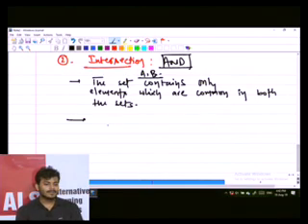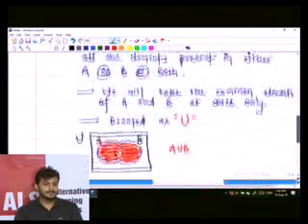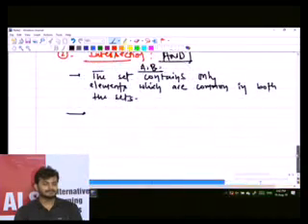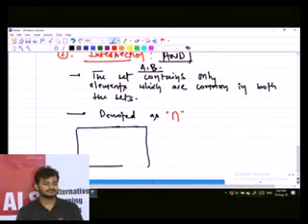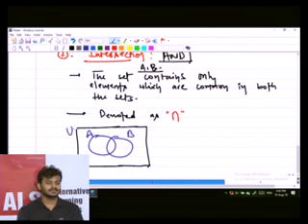Next, it is denoted as an inverted U, like this. Okay, this is inverted U. How does the diagram look like? You see, this is the diagram. If this is some set A, this is some B, this is the union set.